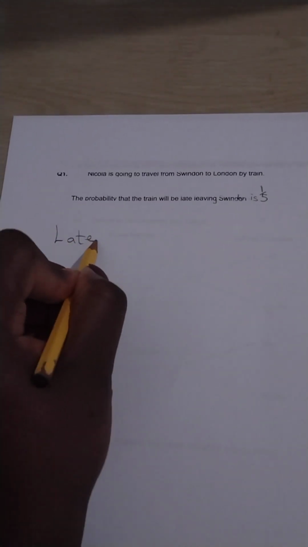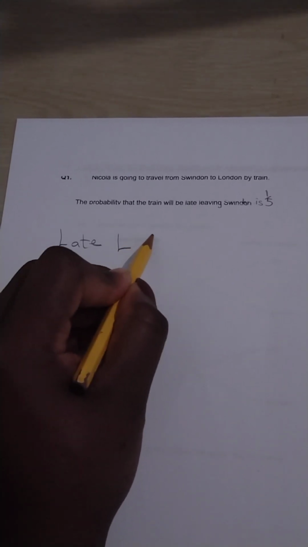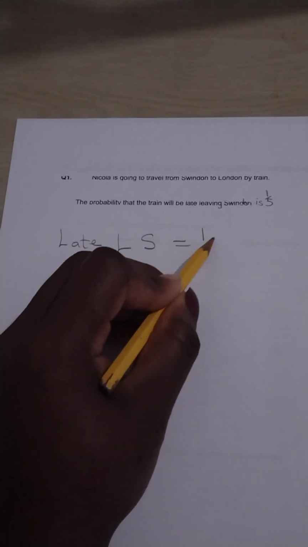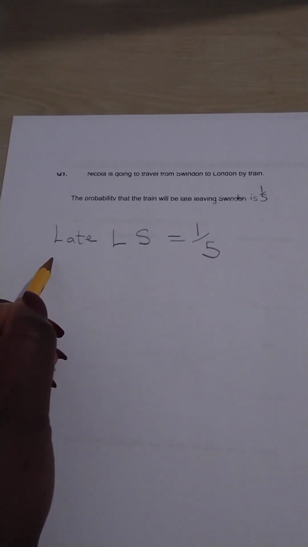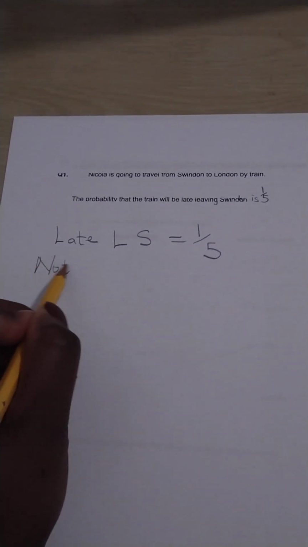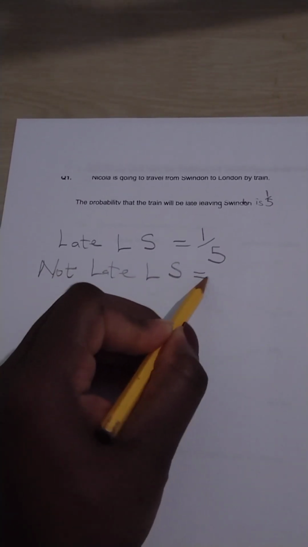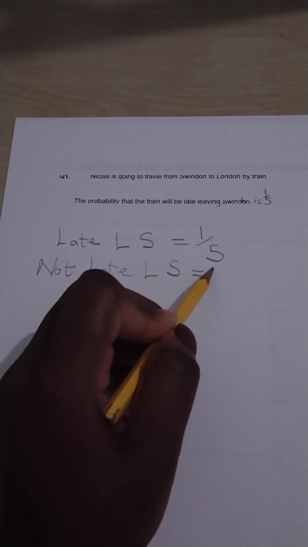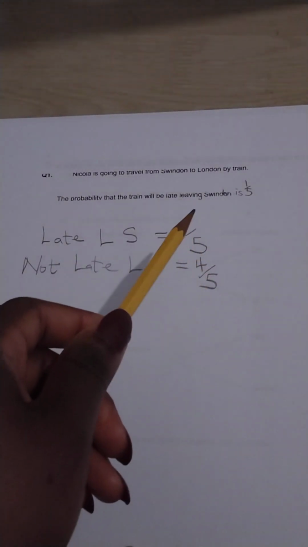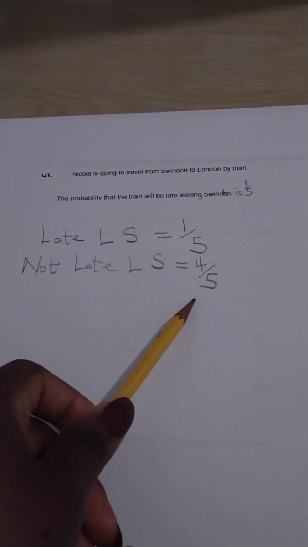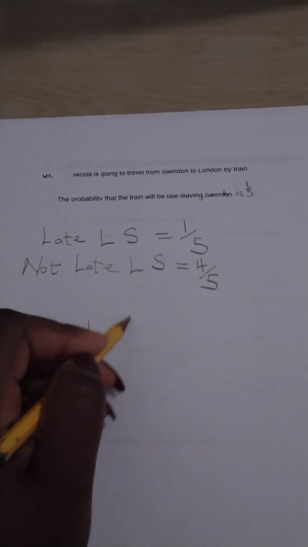So I'm just going to show you that here. So probability that it is late leaving Sweden is 1/5. Okay, therefore the probability that it will not be late leaving Sweden is 1 subtract 1/5, which is 4/5. So if you are struggling with how we got 4/5, it's just 1 subtract 1/5.